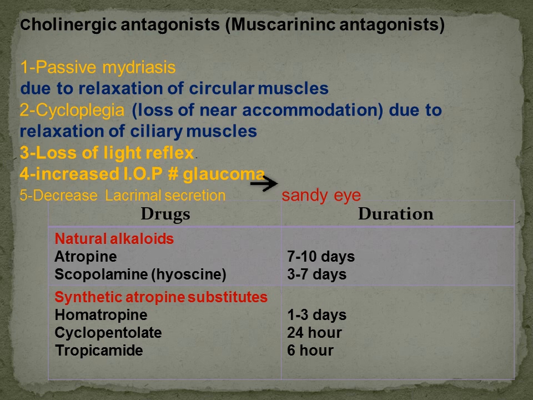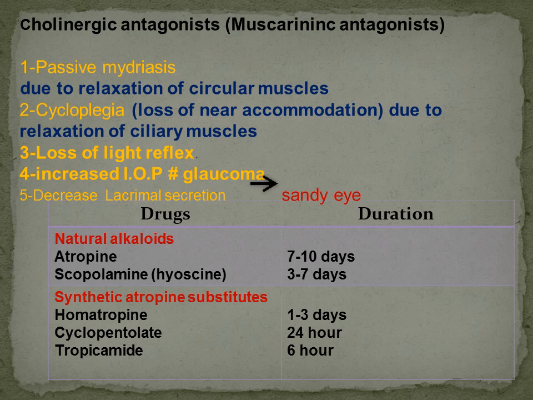Number 3, loss of light reflexes. Increased intraocular pressure, which leads to glaucoma. Decreased lacrimal secretion, and in this case the eye is called sandy eye or dry eye. Okay?